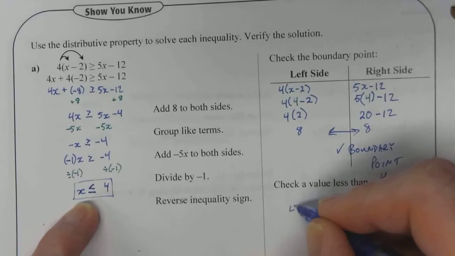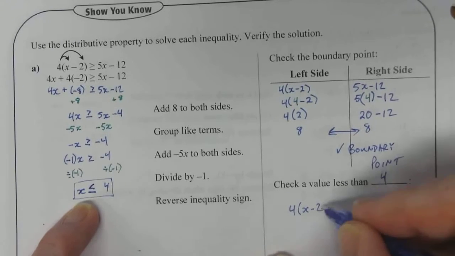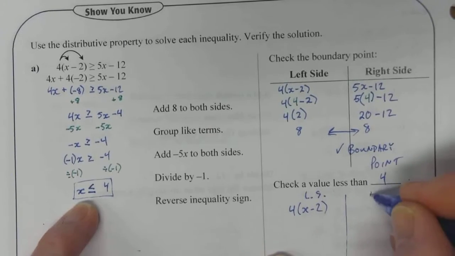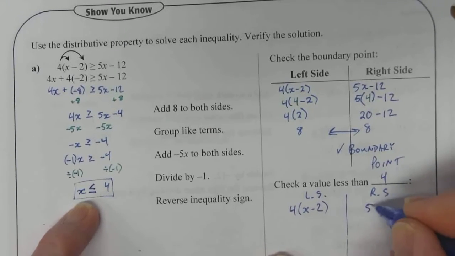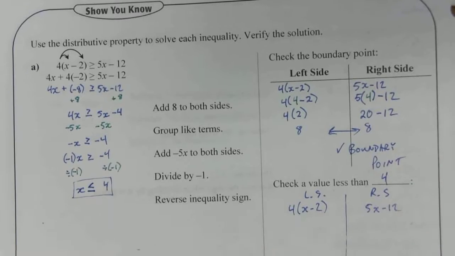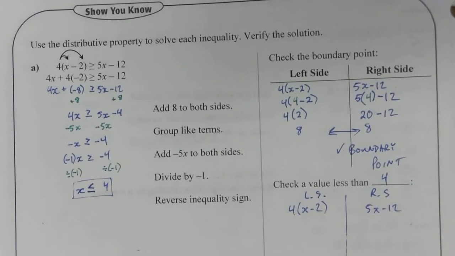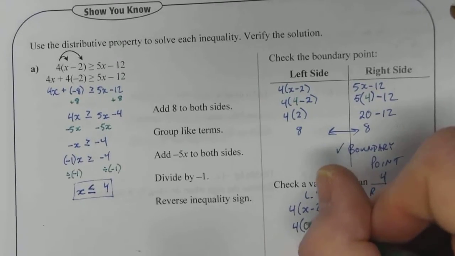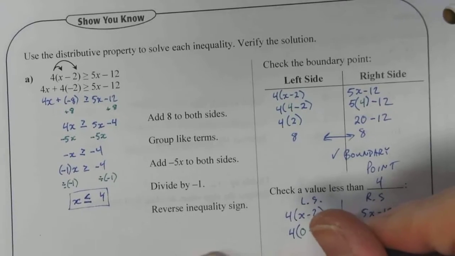So, start with the original question again. Left side, right side. And now we need a value less than 4. 0 is a very convenient number to use, so we'll use that. I'll substitute in 0 for x.